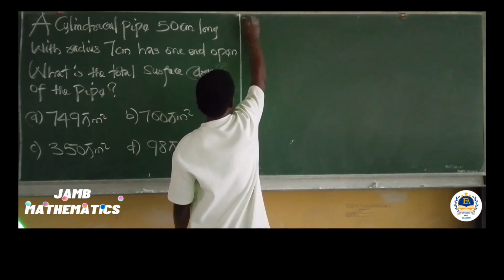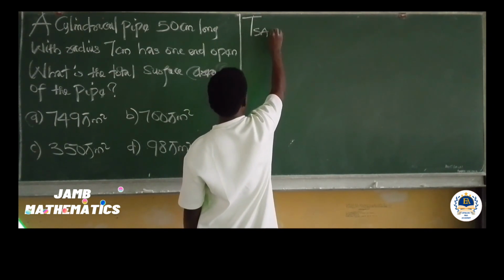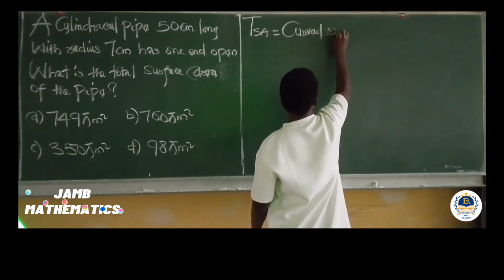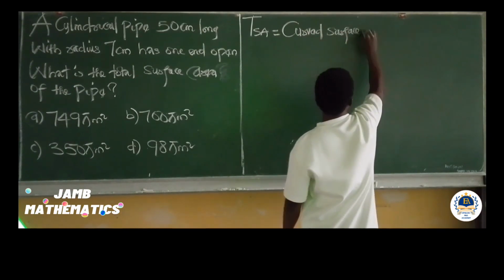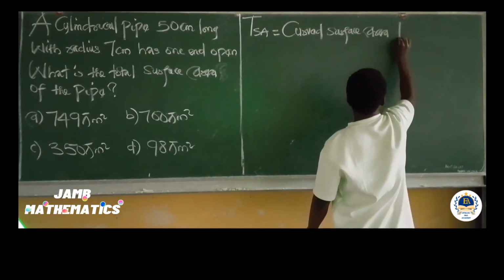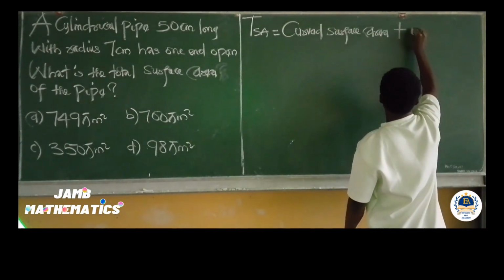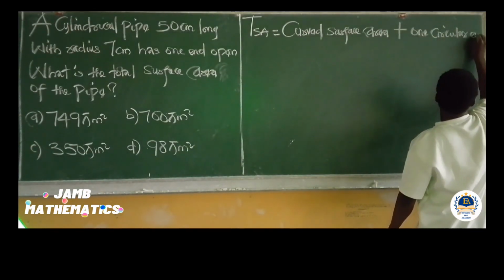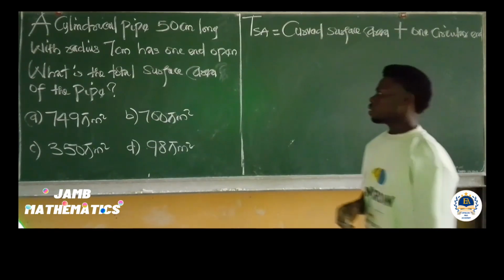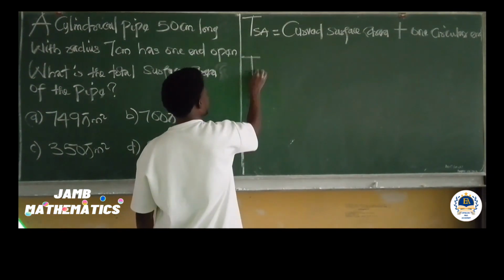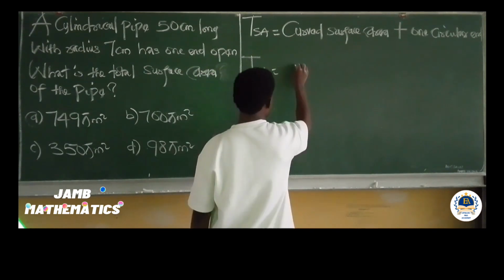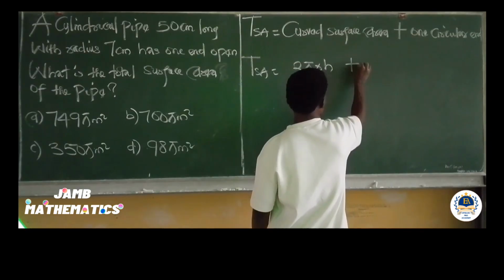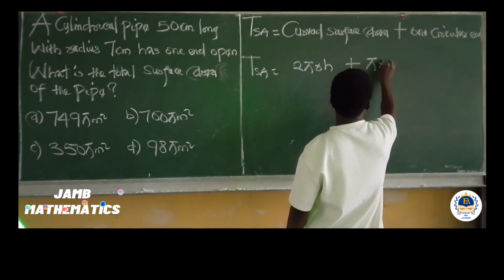So total surface area equals curved surface area plus one circular end. Okay, the general formula for this, for total surface area of a cylinder, is given as curved surface area 2 pi r(h) plus pi r square.